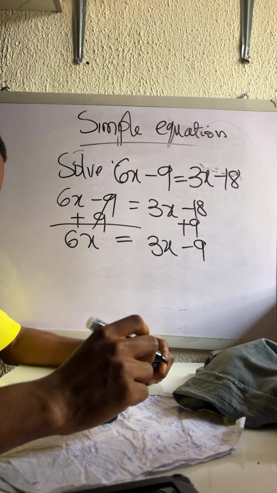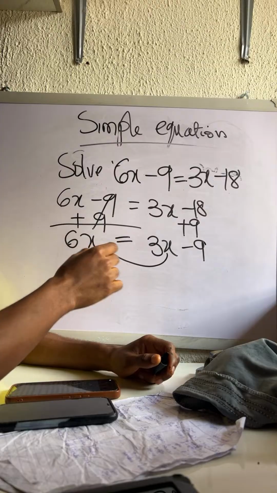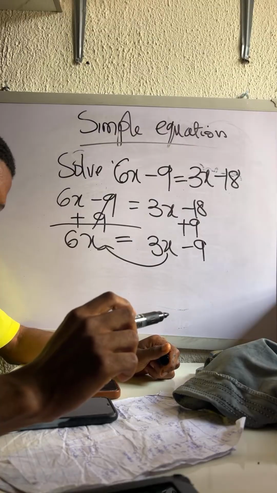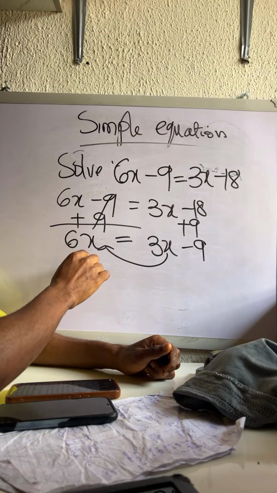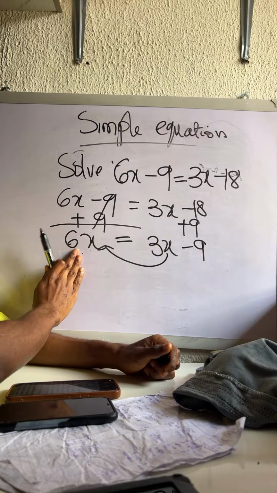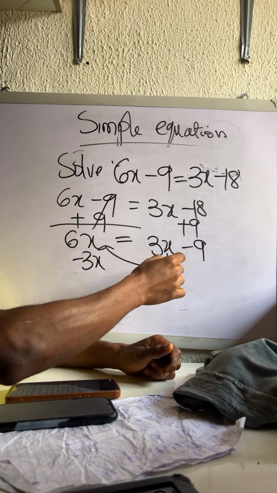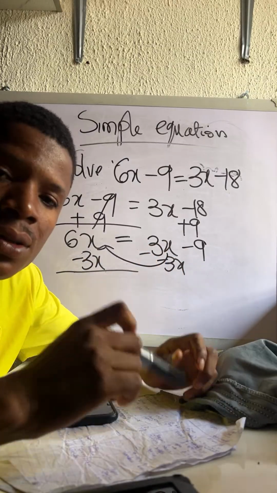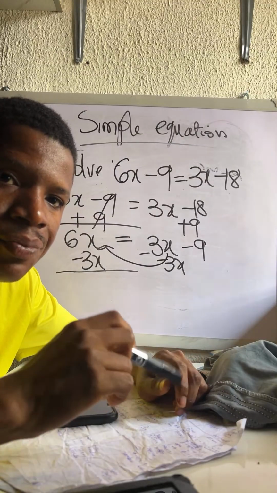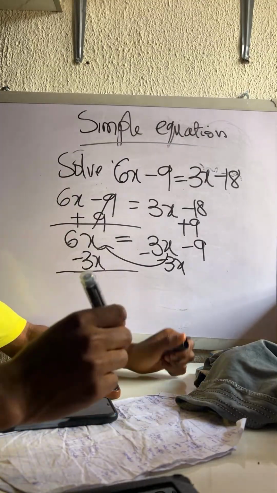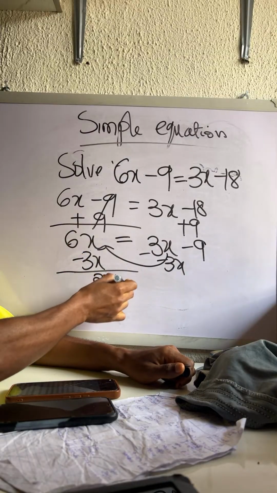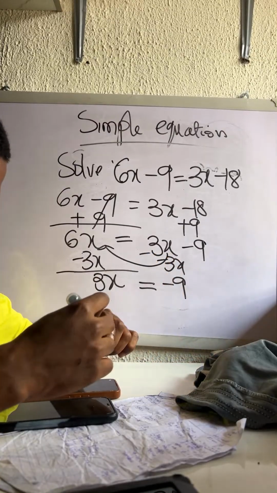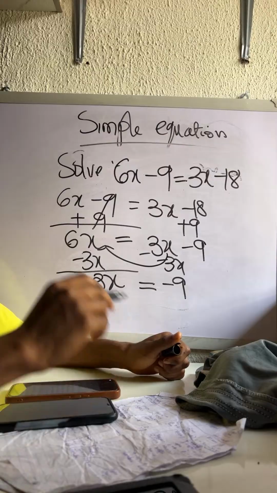So the next thing we have to do is subtract 3x. If you subtract 3x, you have 6x minus 3x. What is 6x minus 3x? 3x. And that's equal to, we only have minus 9, right? Good. So what do we do next?